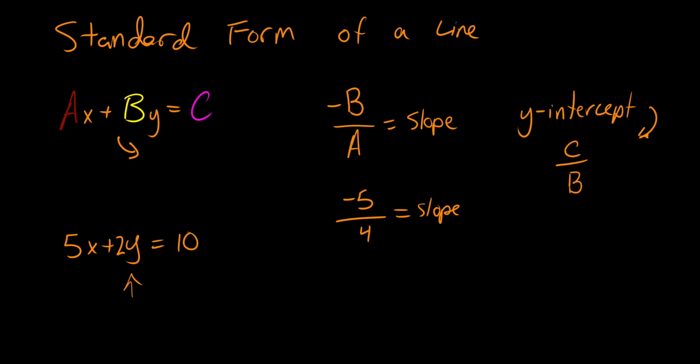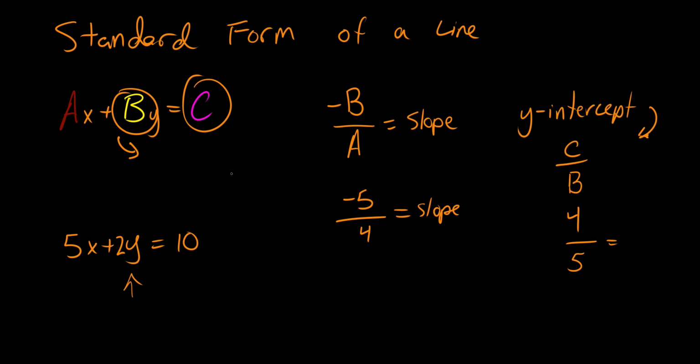So again, just plugging in values. And the y-intercept would be the value of C over the value of B. Just plug in values. Let's say the value of C was 4, and the value of B was 5, right? So this would also be the y-intercept. Okay, so yeah, pretty simple finding that, but I'm also going to show you guys how to convert from standard form of a line into the slope-intercept form of a line, okay?